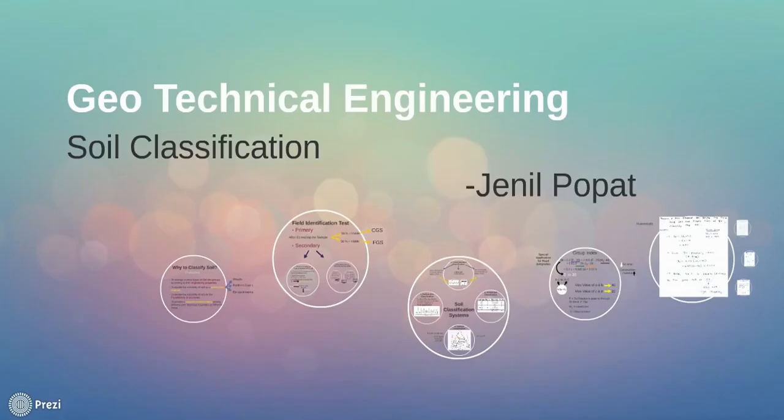We are discussing geotechnical engineering soil classification. Soil classification is the arrangement of soils into different groups such that the soils in a particular group have similar engineering properties and similar behavior. It is sort of labeling of soils with different labels.